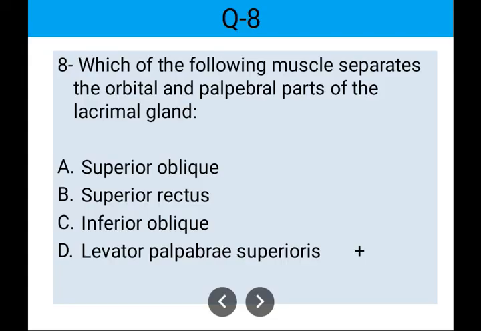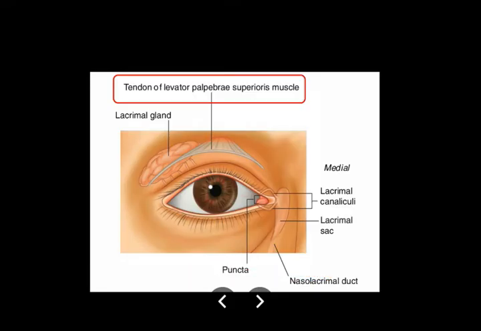Which of the following muscles separates the orbital and the palpebral part of the lacrimal gland? We have here levator palpebrae superioris. The gland is present superiorly, so that is also. So let's have a look here. When we see the lacrimal gland, we see that the tendon of levator palpebrae superioris is dividing it into two parts.